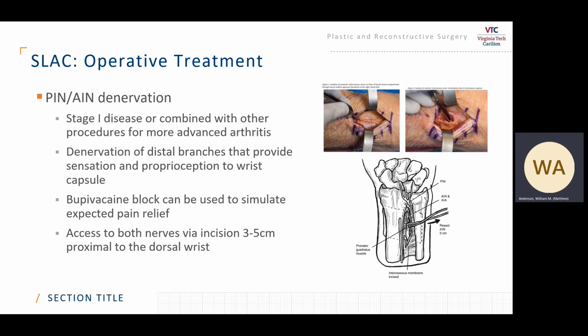PIN and AIN denervation is also an option for stage 1 SLAC wrist. It's often combined with other procedures for more advanced arthritis. It involves denervation of the distal branches that provide sensation and proprioception to the wrist capsule. In the clinic setting, a bupivacaine block can be used to simulate for the patient the expected pain relief that would result from the procedure. And access to both nerves is via an incision 3 to 5 centimeters proximal to the dorsal wrist, as you can see in the photos over here.